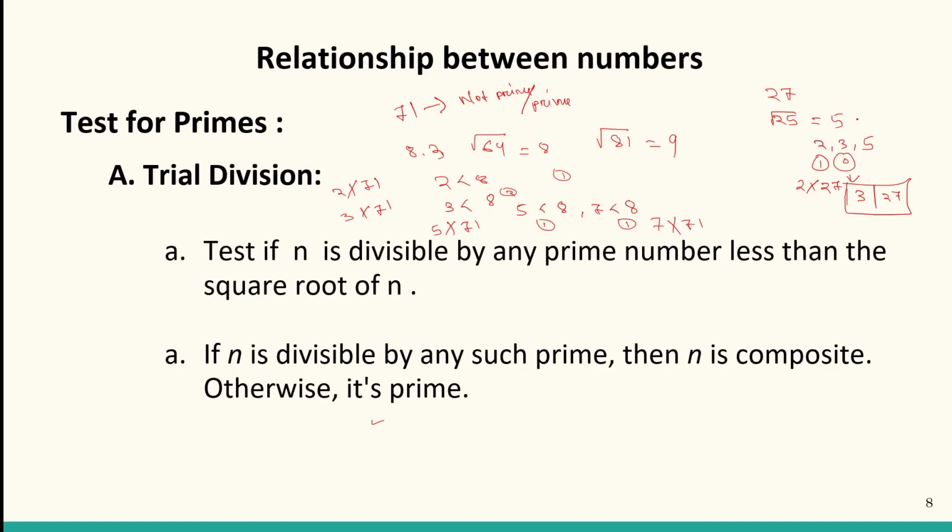Okay. So before 5, what we have was 2 and 3 as prime numbers. And actually 3 divides 27 and leaves a remainder of 0. So what we can say here is that this point comes into picture and n is a composite number. So 27 is a composite number. Okay.